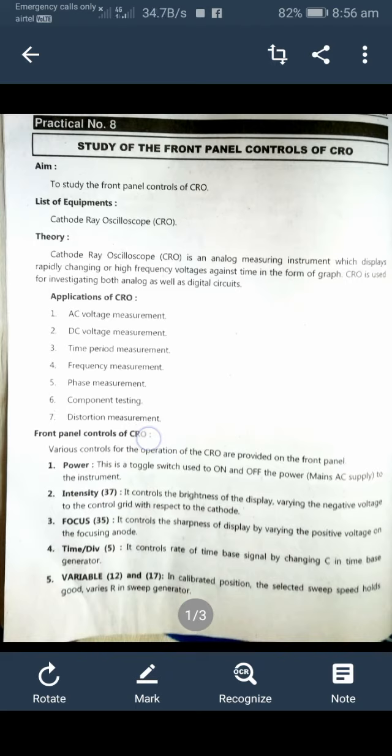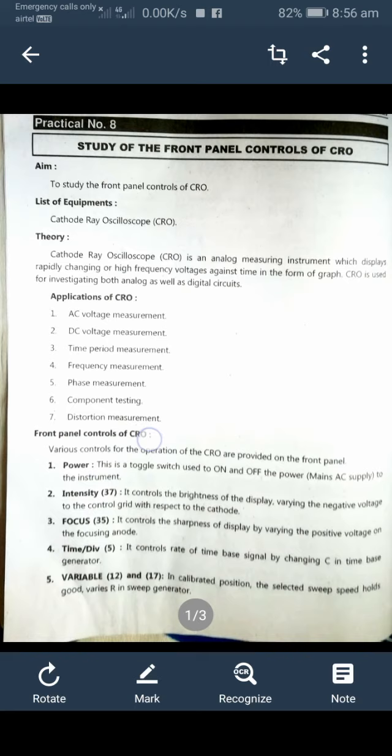Line: it triggers from the power line frequency. TV: it triggers from the low frequency component of the TV signal. Plus/minus: it selects the trigger point on the positive or negative slope of the display waveform.